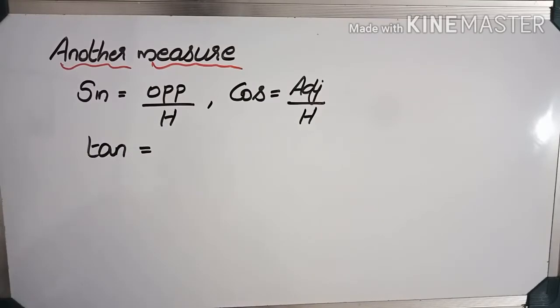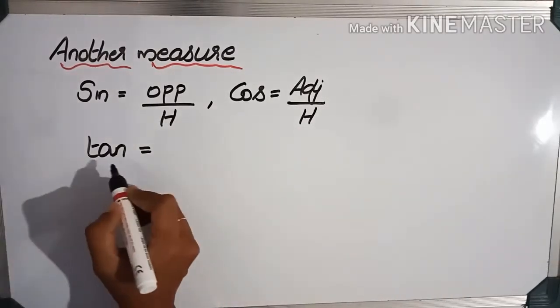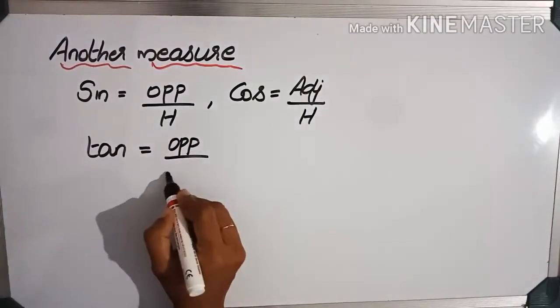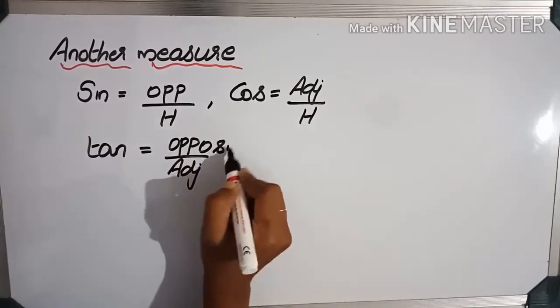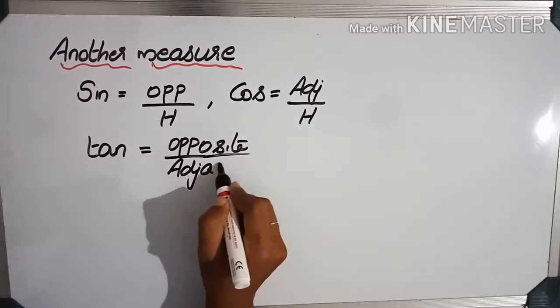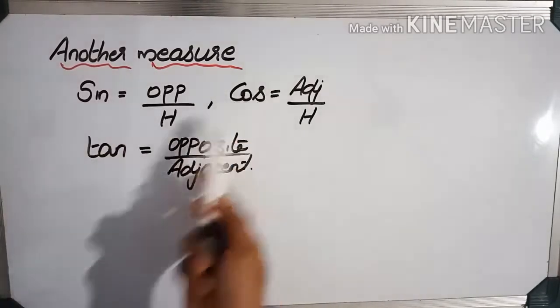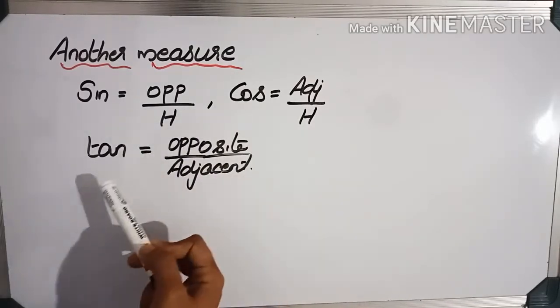In the previous video I have explained three sides. For all triangles there will be three sides: opposite side, adjacent side, and hypotenuse side. Now for tan it is opposite side by adjacent side. This is the equation: opposite by adjacent. By using this we will get another measure, that means it is tan. So these three are the important trigonometric measures: sine, cos, and tan.